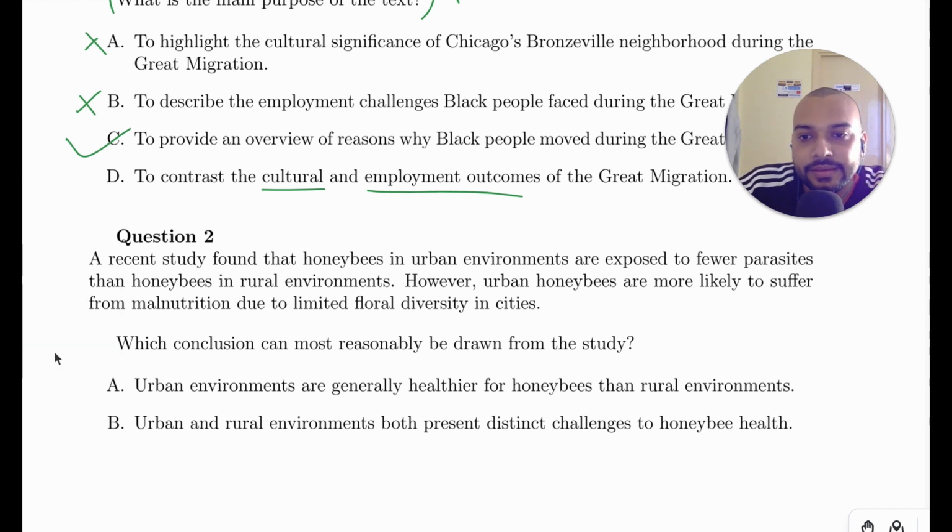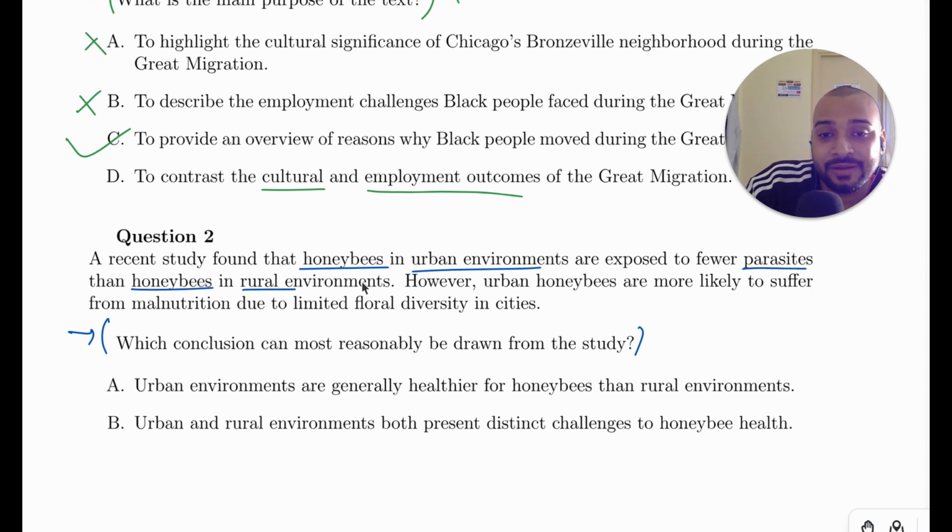So question 2. First of all, look at the question instruction. Which conclusion can most reasonably be drawn from the study? This is the thing, the conclusion. A recent study found that honeybees in urban environments are exposed to fewer parasites than honeybees in rural environments. So we're talking about honeybees in urban environments, and we're talking about parasites, and then honeybees in rural environments.